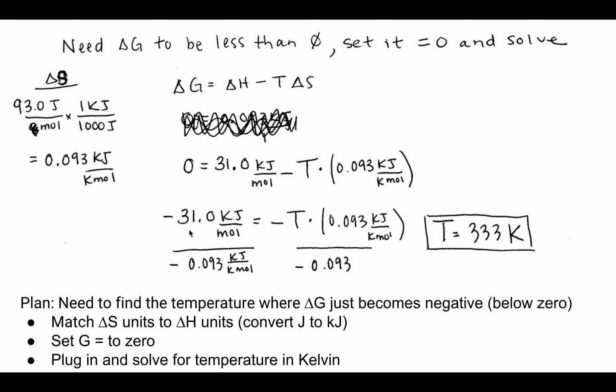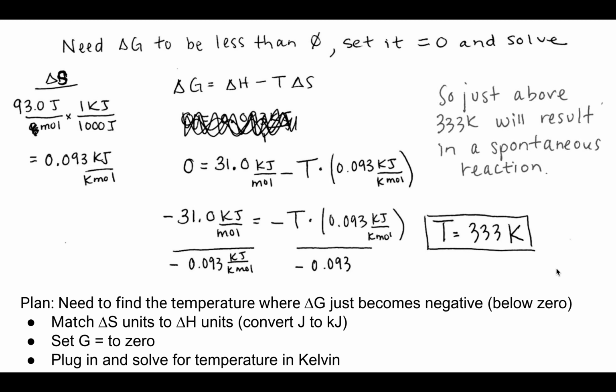So I get negative 31.0 kilojoules per mole equals negative T times 0.093 kilojoules per Kelvin mole. I'm going to divide both sides by negative 0.093, and the negatives cancel. My units match. You get 1 over Kelvin, which is Kelvin, and you end up with 333 Kelvin. So what that means is that just above 333 Kelvin, this is going to result in a spontaneous reaction because that value will make delta G less than 0.